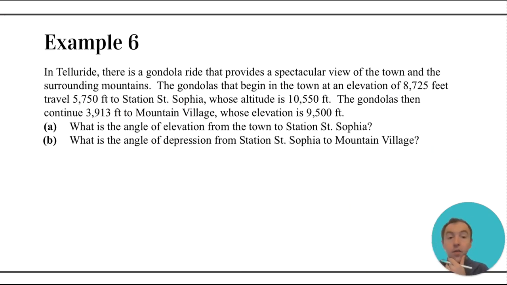So in Telluride, which is a very common touristy town in Colorado, there is a gondola ride that provides a spectacular view of the town and the surrounding mountains. The gondolas that begin in the town at an elevation of 8725 feet travel 5,750 feet to Station St. Sophia, whose altitude is 10,550 feet. The gondolas then continue 3,913 feet down to Mountain Village, whose elevation is at 9,500 feet.